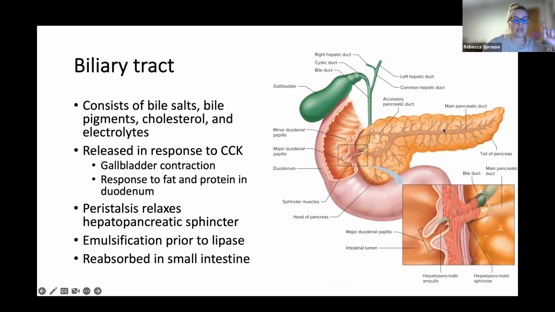Remember that not only are pancreatic enzymes and bicarb released through here, but also we have that bile that's released as well. So we have bile, which consists of bile salts, pigments, cholesterol, and electrolytes. Those are released also in response to CCK. So secretin, pH, right? CCK is going to be all the enzymes and the bile. That is going to tell the gallbladder to contract. So this gallbladder is ideally full of bile. When it contracts, it's going to squirt that bile through the common bile duct and then out through the hepatopancreatic sphincter. CCK is released in response to fat and protein in the duodenum.